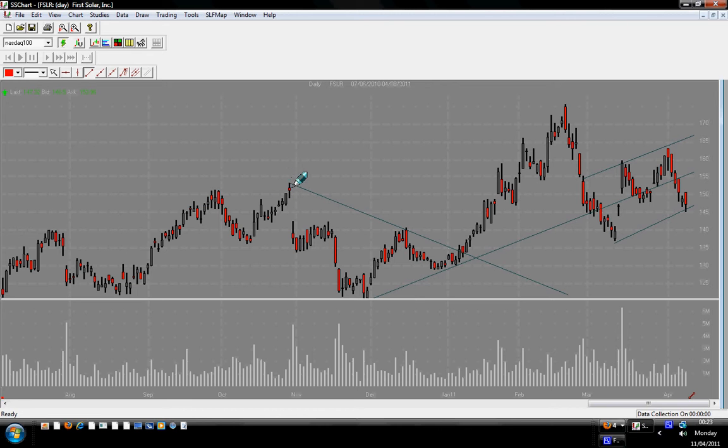this is a hotspot trading zone. This was also a hotspot trading zone. If you want to trade, we want to trade in a hotspot trading zone. This was a hotspot trading zone. This was a hotspot trading zone.